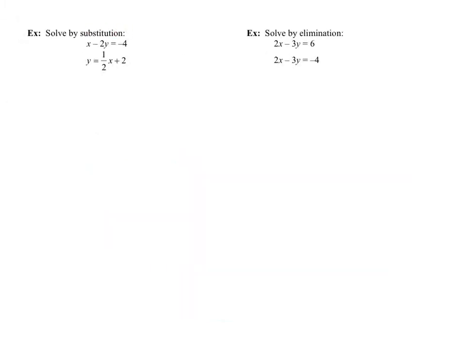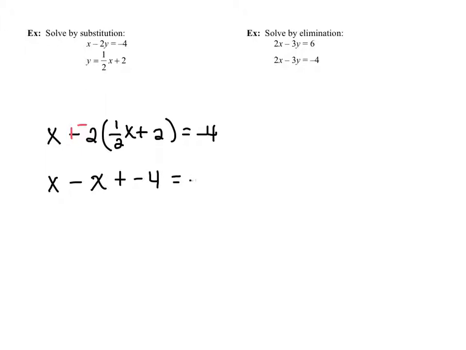So this says solve by substitution, and y is already isolated. So I'm going to make the top equation into x minus 2 times 1/2 x plus 2. I just substituted that in. So then I have x minus 2 times 1/2 x would be x, and then don't forget this is really -2 being distributed, so plus -4. If I do it like that. And then my x's cancel. -4 equals -4. And so for that I say infinite solutions.